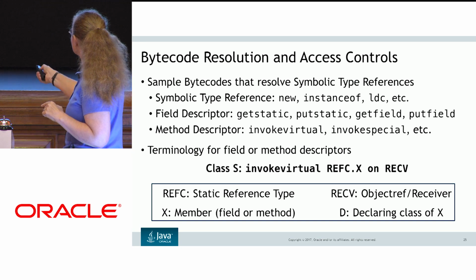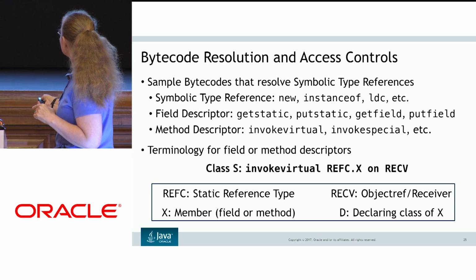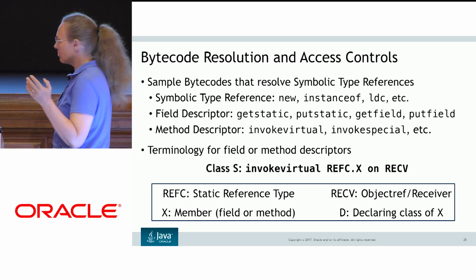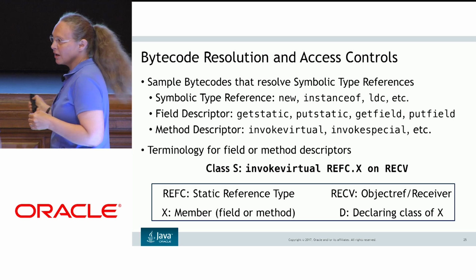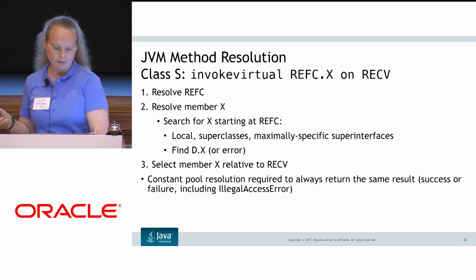So we have this ref C, which is the symbolic type reference or static reference. X is the member, in this case a method. Receiver is the object ref, receiver this. And D is the declaring class of X, which you don't see in here, but which we care about, okay? So let's see what happens.